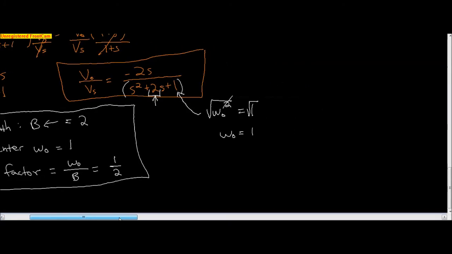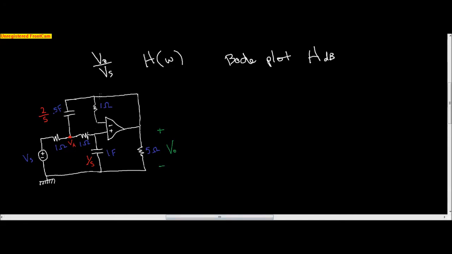Let's go to problem 2. For problem 2, we want VO over VS, and we are looking for the transfer function H, but we want it in terms of omega. Last time we did it in terms of S. We don't want that. We want it in terms of omega. And then it's asking us to plot the Bode plot for H in dB.